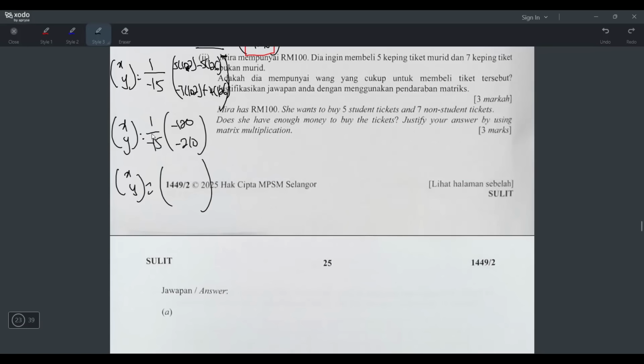Now both these numbers have to bahagi negative 15. So negative bahagi negative positive. So negative tak payah tekan dah. So 120 bahagi 5, I get 24. And then 210 bahagi 15, I got 14. Okay. So after you get your, wait, I feel like I did something wrong.